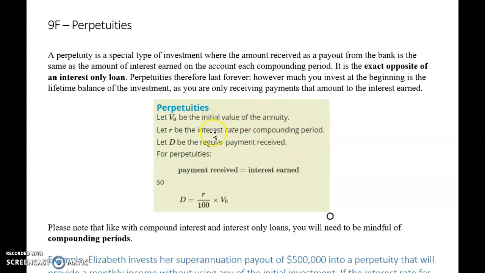So it's a simple equation. The payment is equal to the interest rate times the principal. You should be able to do all the questions with just that, but I'll show you how to do it on Finance Solver too.